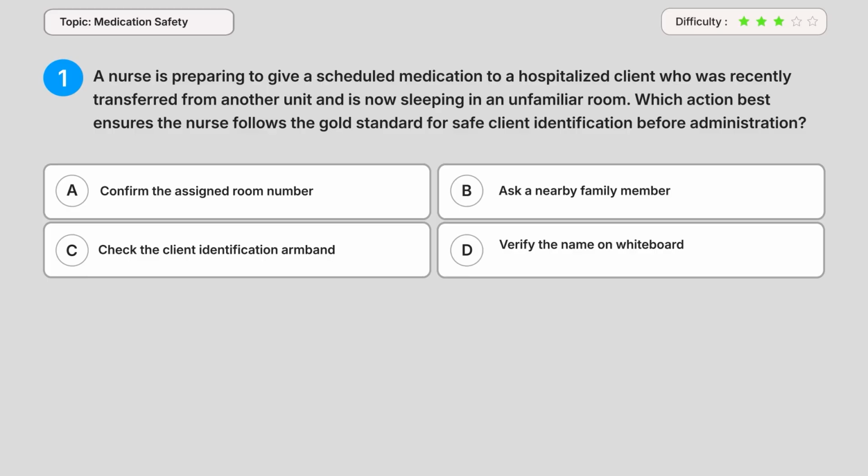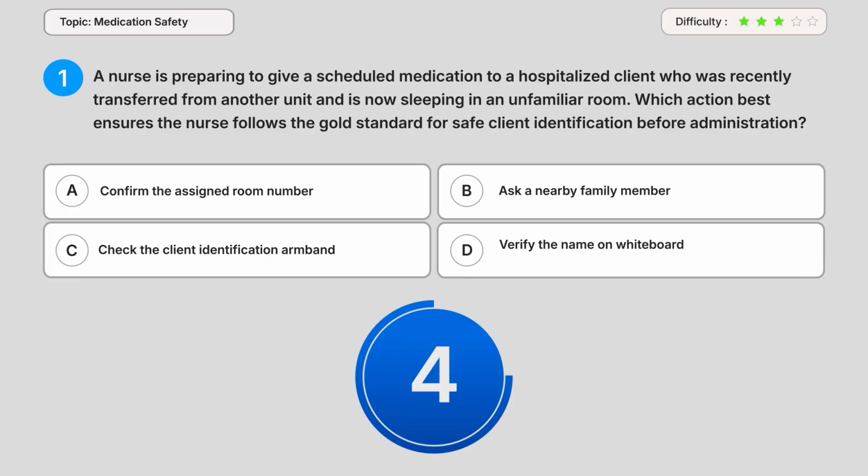A. Confirm the assigned room number. B. Ask a nearby family member. C. Check the client identification armband. D. Verify the name on whiteboard. What do you think is the answer?